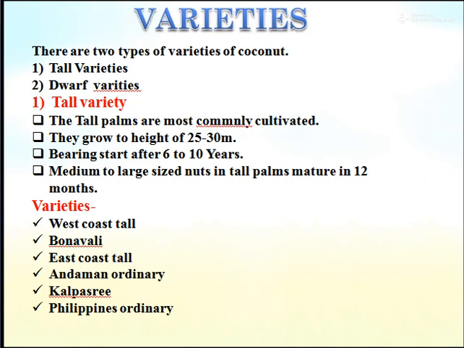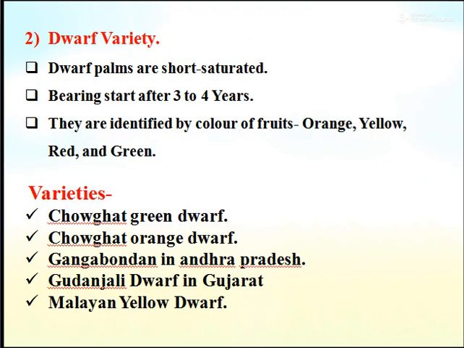Next are the dwarf varieties of coconut. They are dwarf, short-statured plants. Bearing starts 3 to 4 years after planting. They are identified by the color of fruits: orange, yellow, red and green. Under the dwarf varieties, first is the Chowghat Green Dwarf, Chowghat Orange Dwarf, Ganga Bondam in Andhra Pradesh. In Gujarat, mostly Gunanjali Dwarf is cultivated, and Malayan Yellow Dwarf.